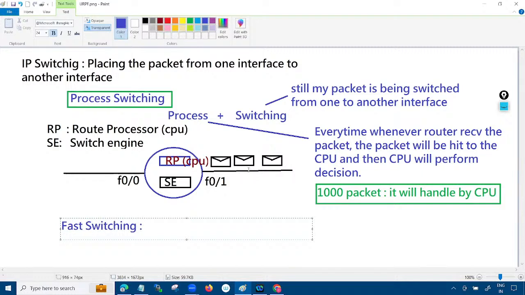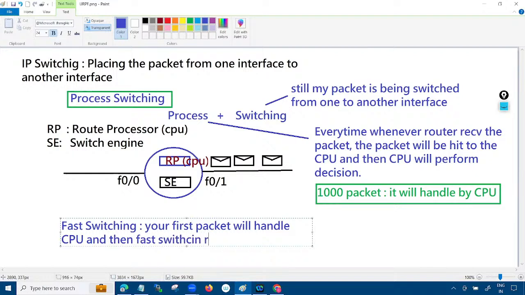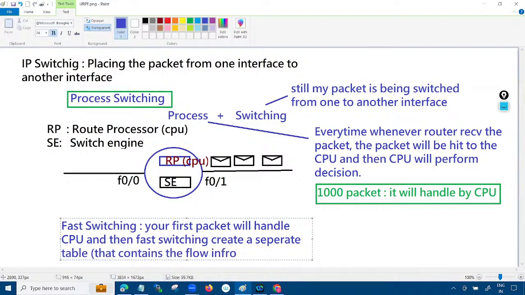In fast switching, what happens? Understand this concept. Your first packet will be handled by the CPU, and then fast switching creates a separate table that contains the flow information. Flow information is what? Like source IP, destination IP, source port, destination port, and marking information. I'll tell you what the use of marking is in quality of service.